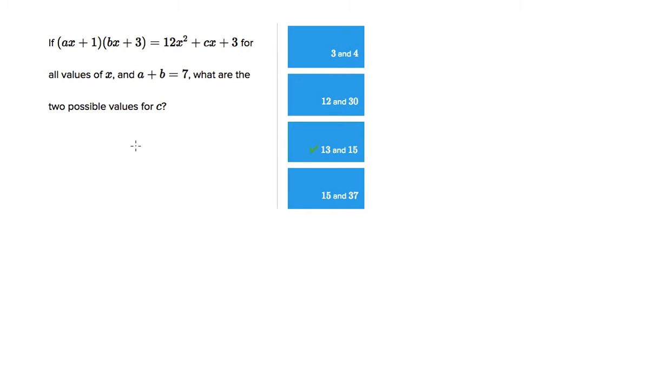Hi, I'm Brian. This is an SAT math question involving exponential functions. In this case, it's specifically dealing with quadratics, which you can tell by the degree of 2 with the x squared in the front there.